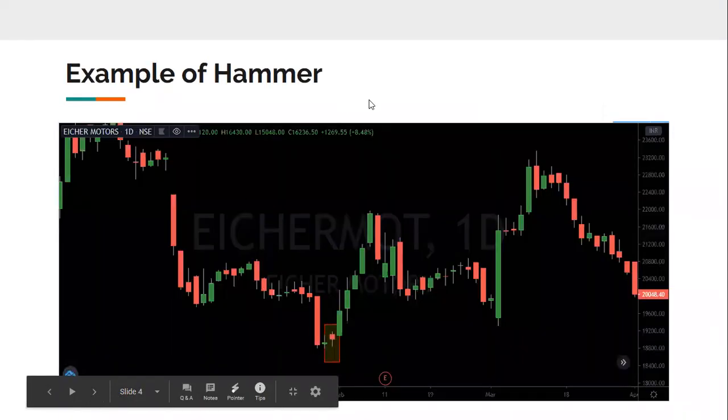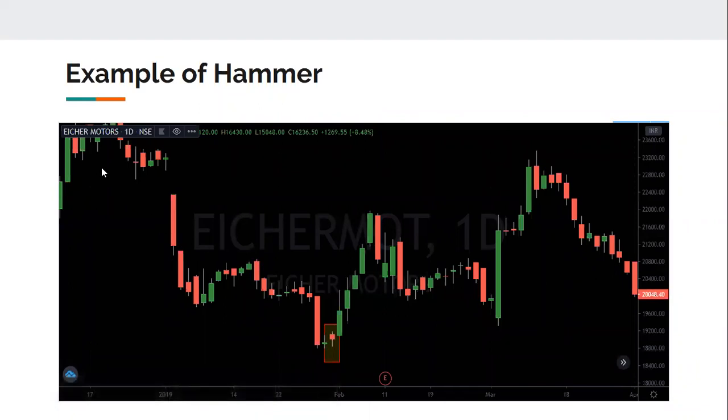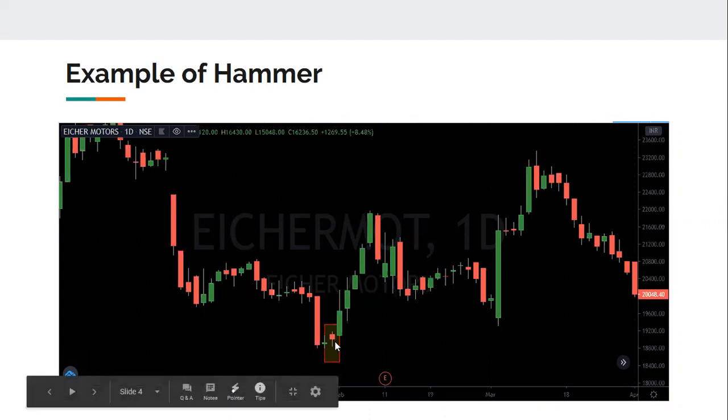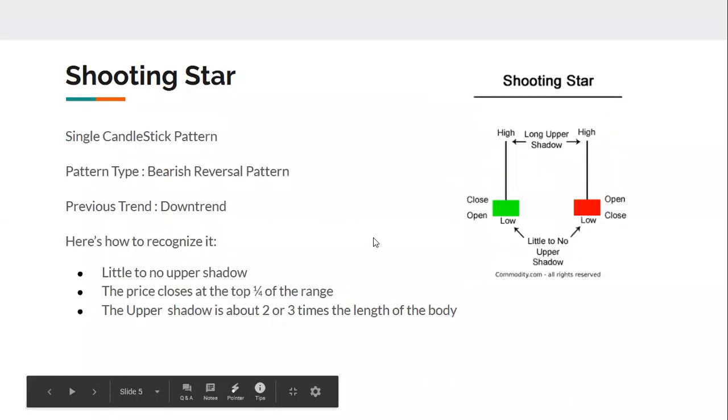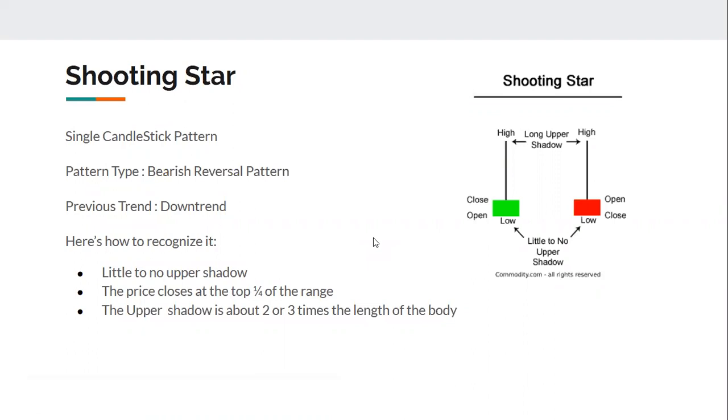This is the example of a hammer. We are looking at Hikaru Hotels. If you see, the previous trend is a downtrend, and near the support line a hammer formed and it turns into a bullish reversal. Now we are going to see the shooting star.